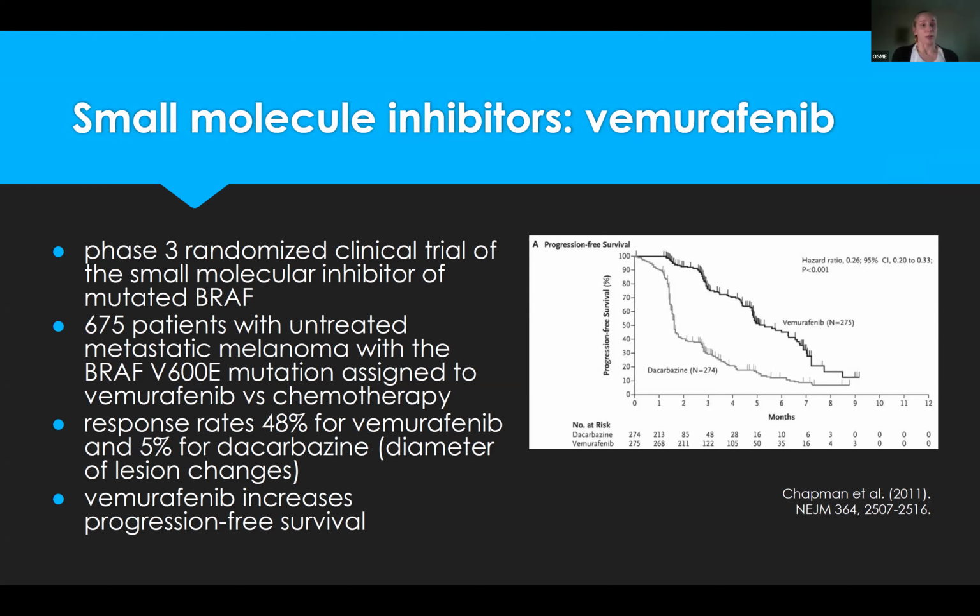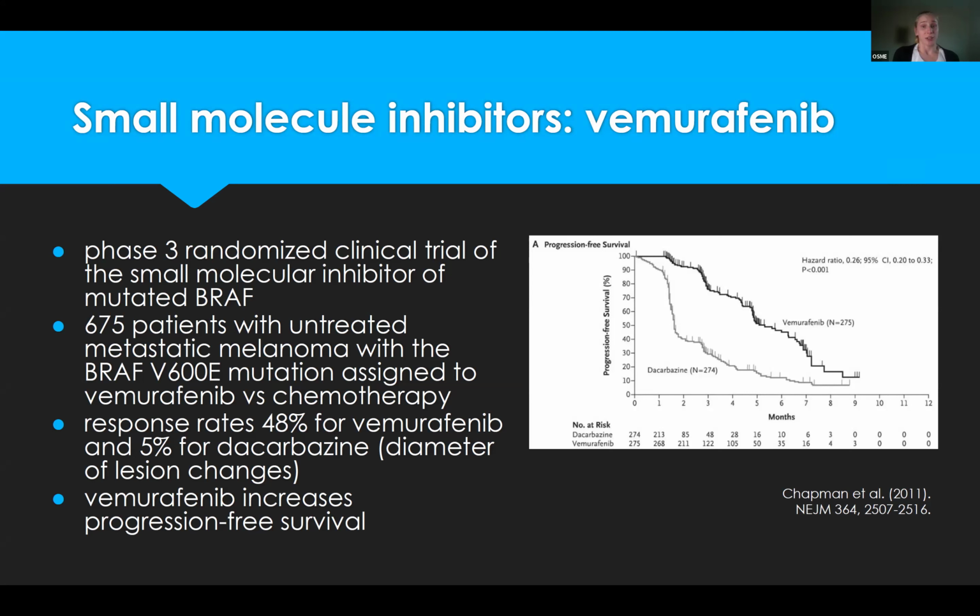And it was quite remarkable, as the response rate in the vemurafenib group was almost 50%, whereas it was only about 5% for the standard chemotherapy called dacarbazine. Now, obviously, response rate can be a relatively vague term. In this case, it was assessed by changes in diameter of the lesions, but it can be assessed in a variety of ways. In the majority of these trials, it would be assessed by a variety of clinical criteria and some molecular criteria.